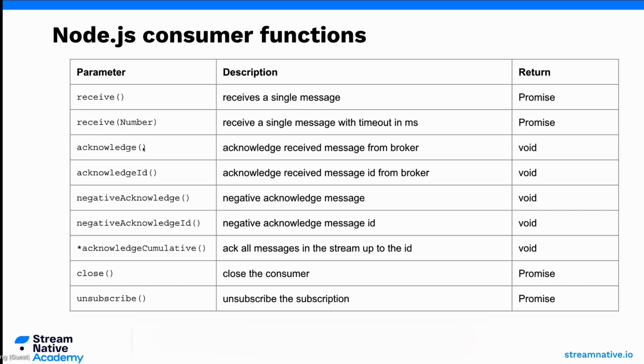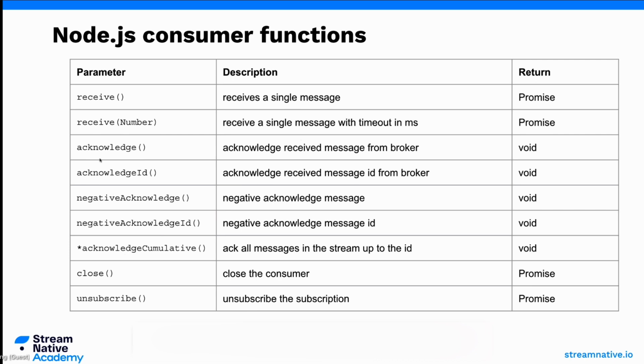Acknowledge will accept the message body here, right? So it's a received message. Or you can just acknowledge the message ID, so you don't need to put the whole message body in the parameter here. Then this is, I think, two versions before you didn't have negative acknowledge, right? But this is a new function.